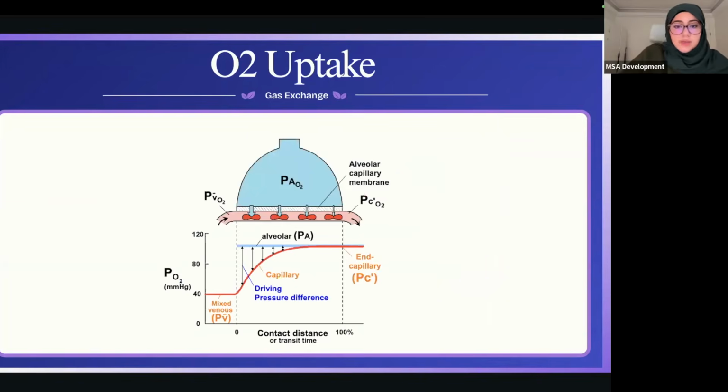Now, this is exactly what I said, but in picture form. So the mixed venous blood, which is the deoxygenated blood, comes, and what drives it is the fact that it has no oxygen. So it goes up and up and up, and it gets saturated with oxygen, and it reaches an equilibrium with the alveolar partial pressure of oxygen, and it stops. It stops exchanging anything because it's reached an equilibrium.